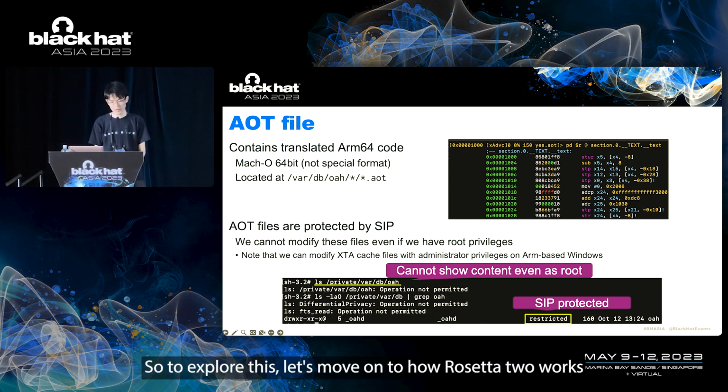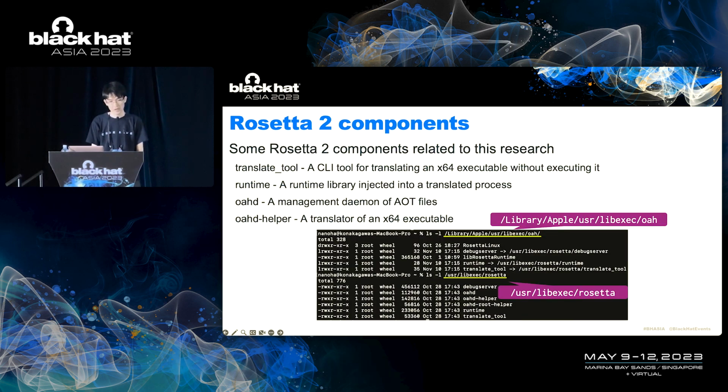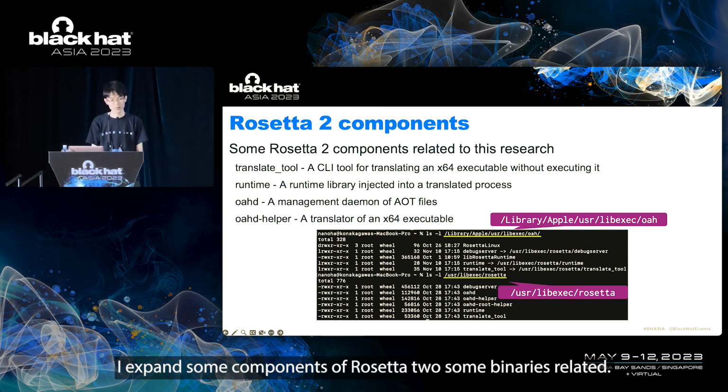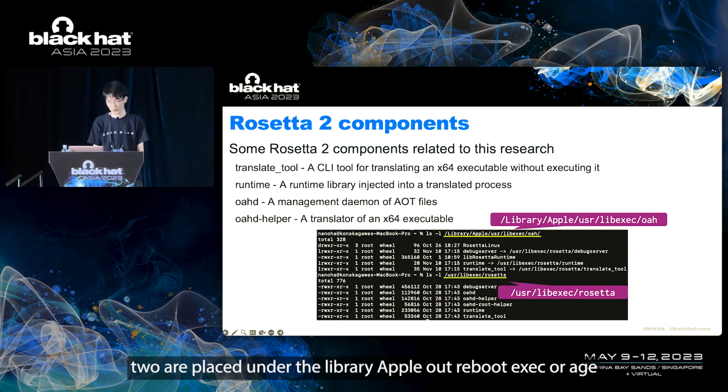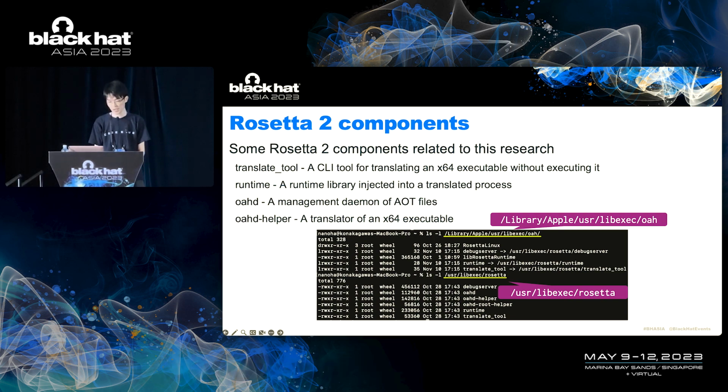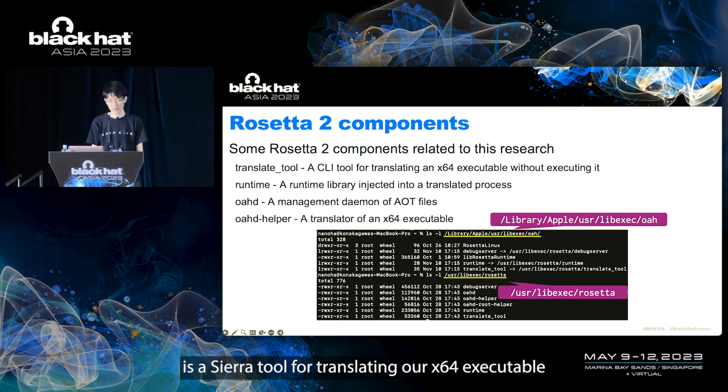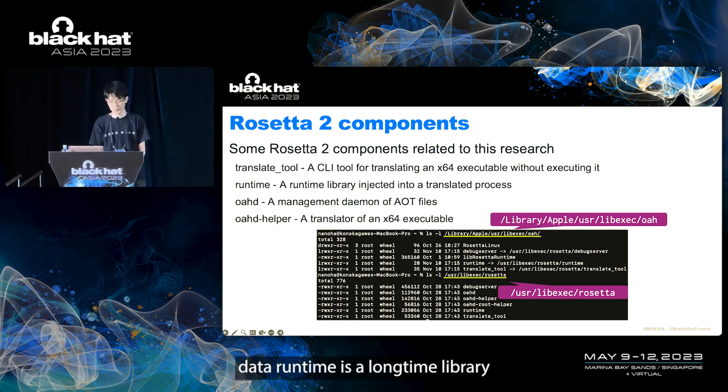To explore this, let's move on to how Rosetta 2 works. First, I explain some components of Rosetta 2. Some binaries related to Rosetta 2 are placed under the /Library/Apple/usr/libexec/oah and /usr/libexec/rosetta directories. Translate2 is a CLI tool for translating an x64 executable without running it. Translate2 is vital in this talk and will be described later.